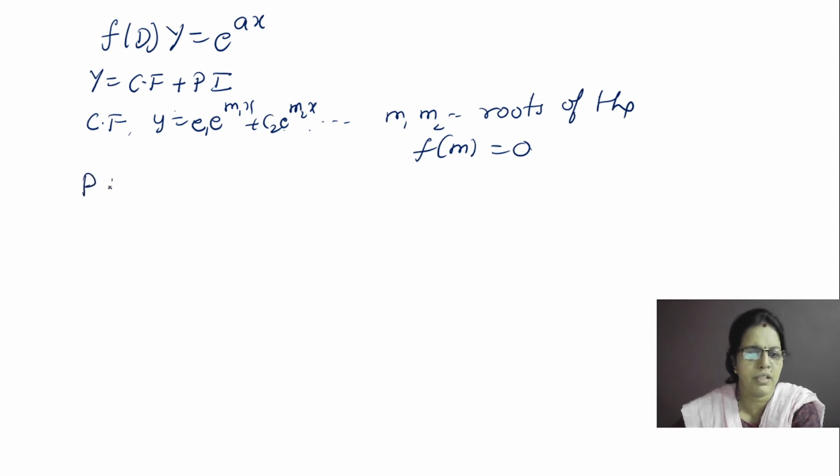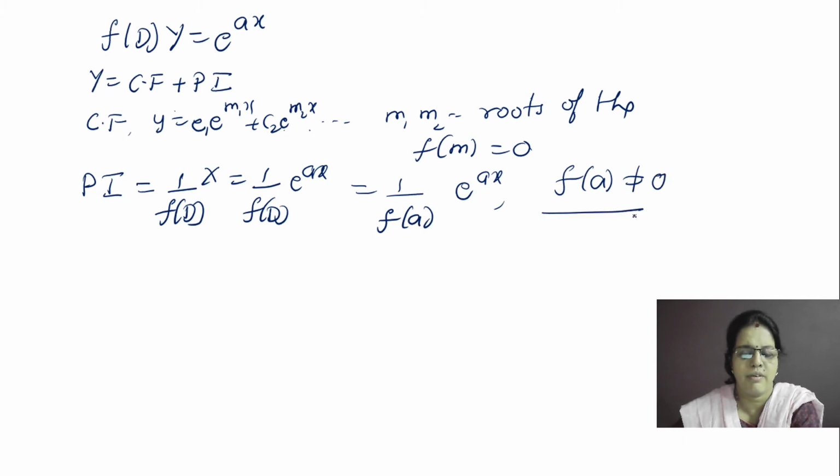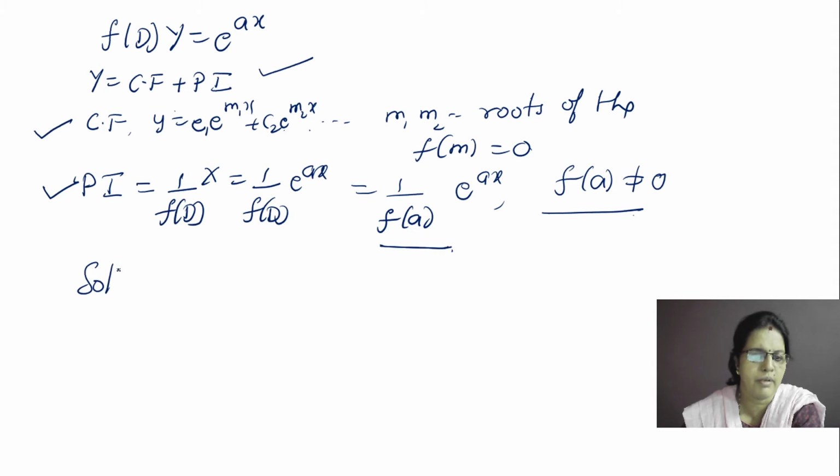Then the particular integral is now given by the formula. Actually it is 1 by f of D into X, which is 1 by f of D into e power ax, but we got it same as 1 by f of a into e power ax, provided that f of a not equal to 0. So if f of a is not equal to 0, this is the formula for particular integral. So find both of them separately. Then the solution is given by y is equal to complementary function plus particular integral.